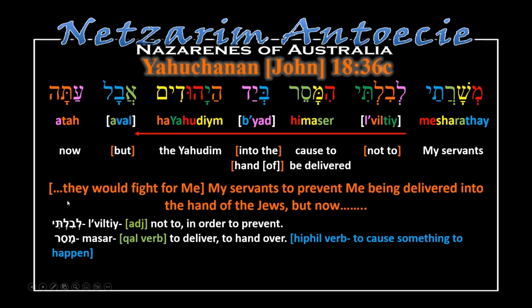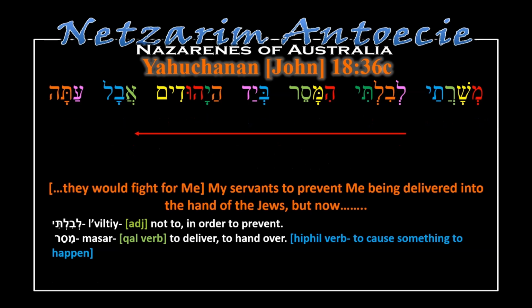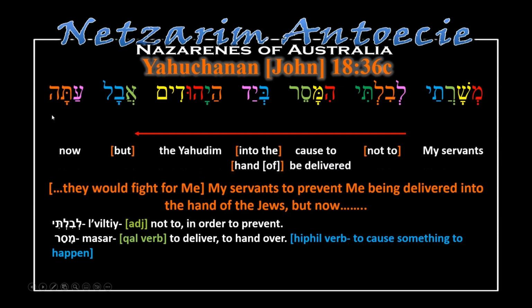So in English it is, they would fight for me, my servants, to prevent me from being delivered into the hand of the Jews. But now, and so let us read that. Me'sharetai levilti hemaser beyad ha-Yehudim aval ata. And the translation, my servants not to cause to be delivered into the hand of the Yehudim, but now.